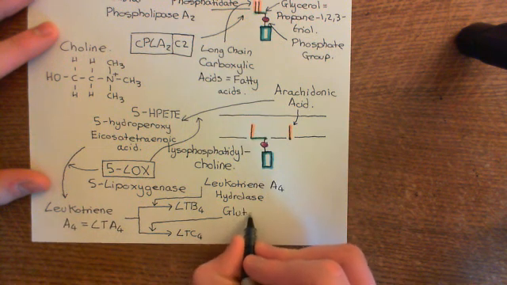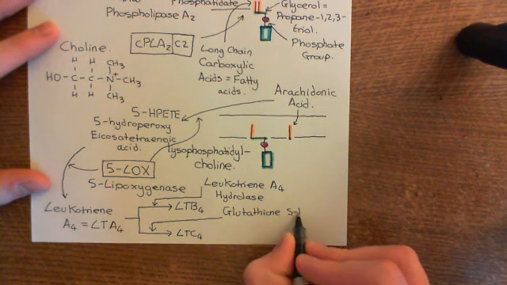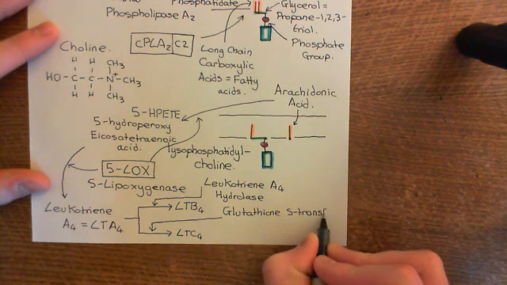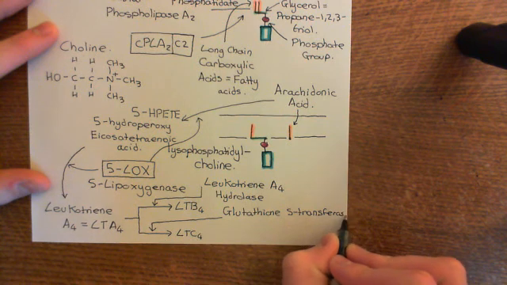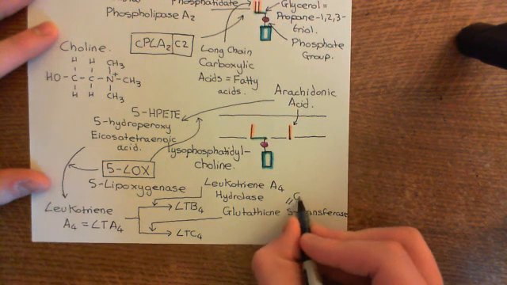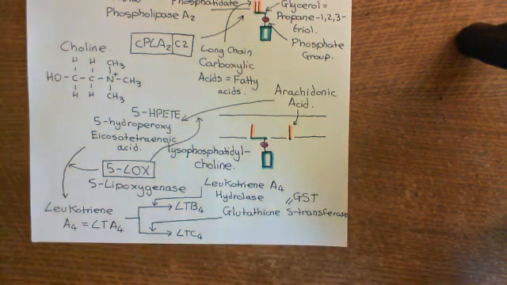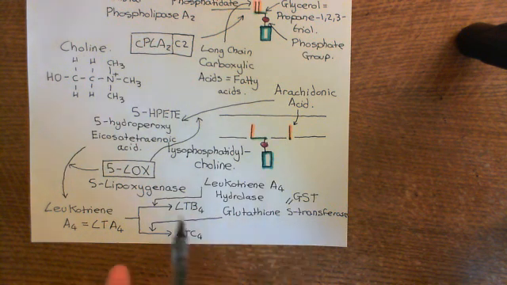Glutathione S transferase is often abbreviated as GST. So we will continue this discussion in the next video because the story is not over yet. Leukotriene C4 can be converted further, and then all of these leukotrienes are going to be secreted from the mast cell, and they're going to form very important pro-inflammatory mediators in asthma.